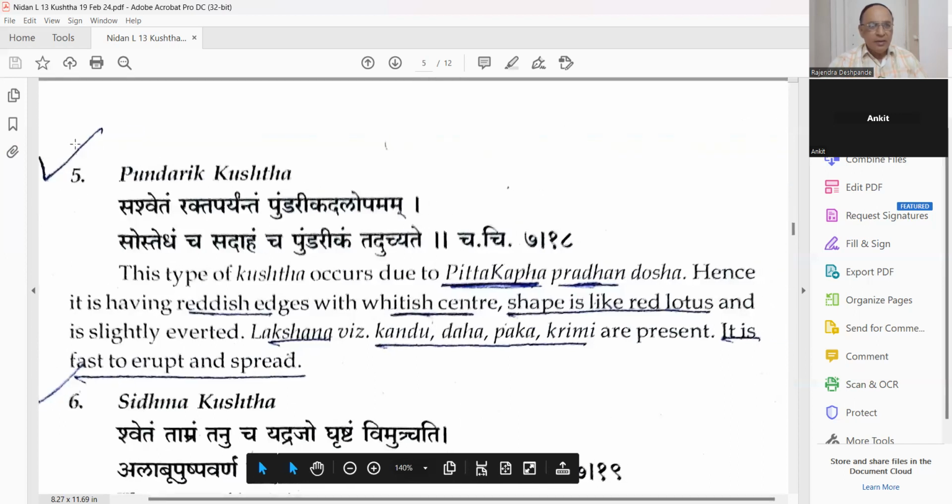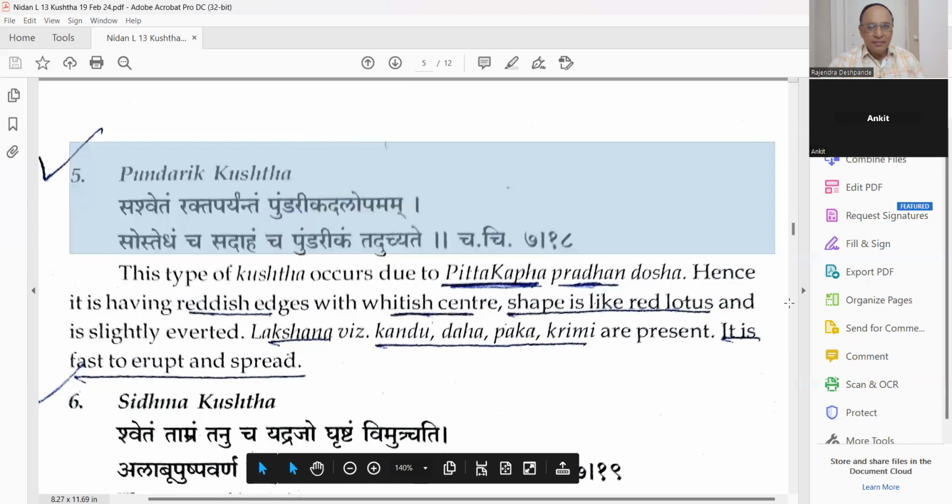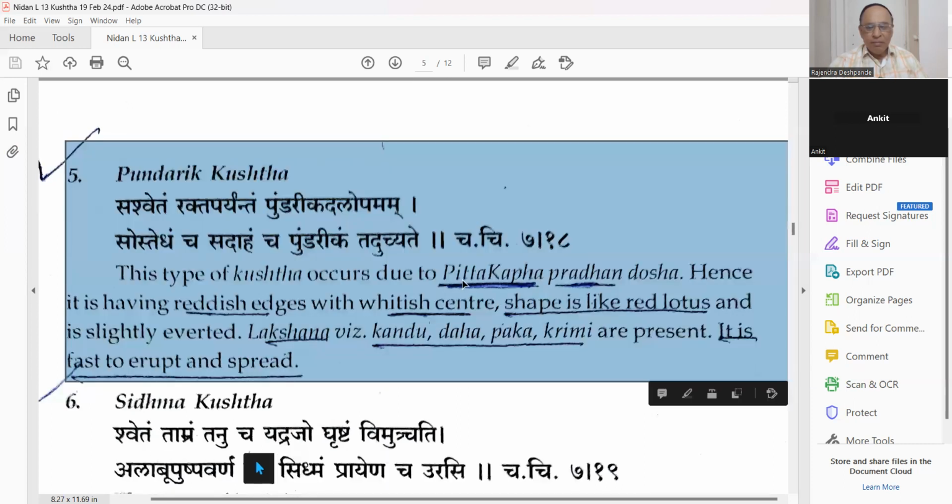Yes. Now this is Pundarika. Can you see here? PK, Pundarika Kushtha, PK, easy to remember. Then this is Pitta, reddish, but in the center white because of the Kapha. Shape is like a red lotus. Pundarika, a Sanskrit word, meaning in English a red lotus. Pundarika, red lotus.